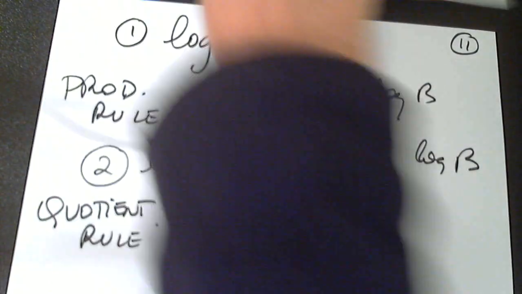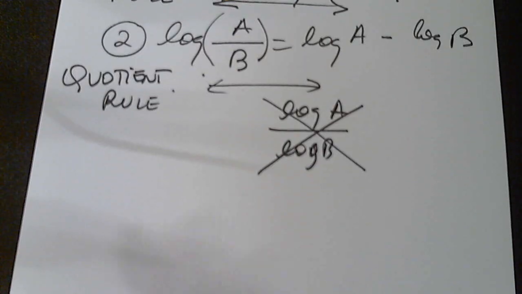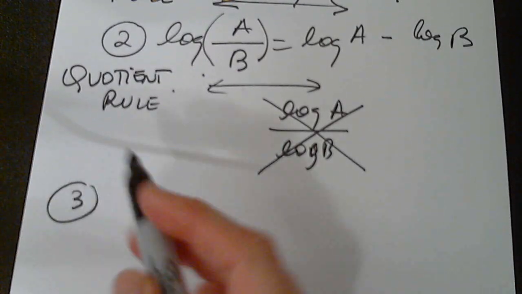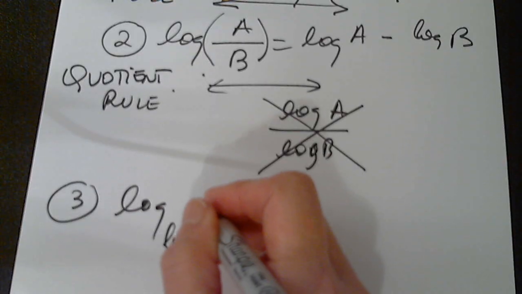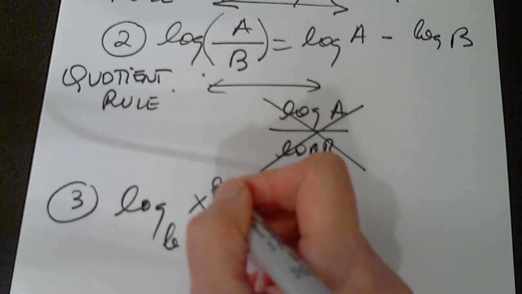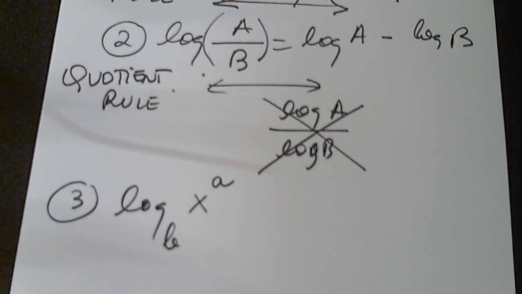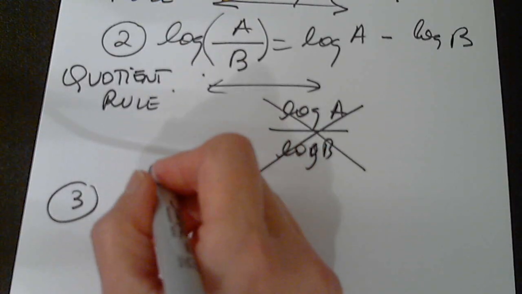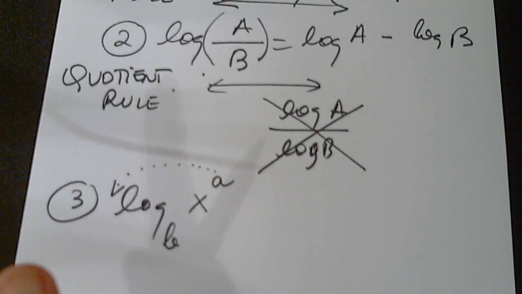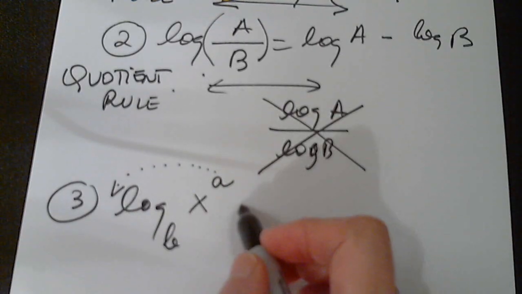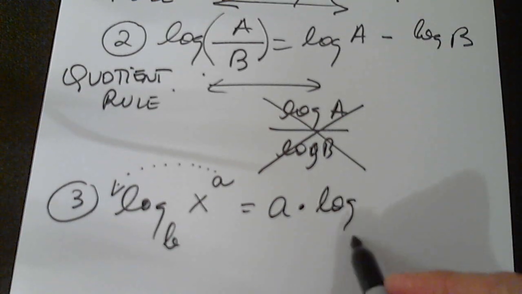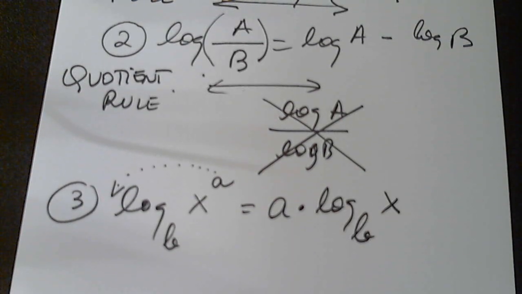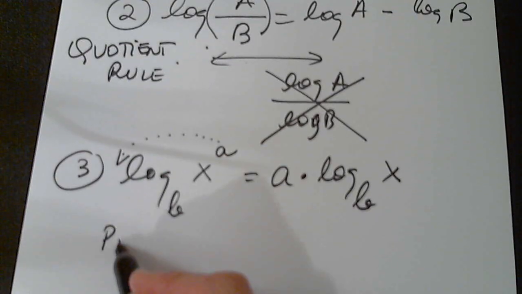Property 3. Log base B of x to a power. Anything to a power, the power goes in front as a factor, meaning it multiplies the log. Of course, this is the power rule.